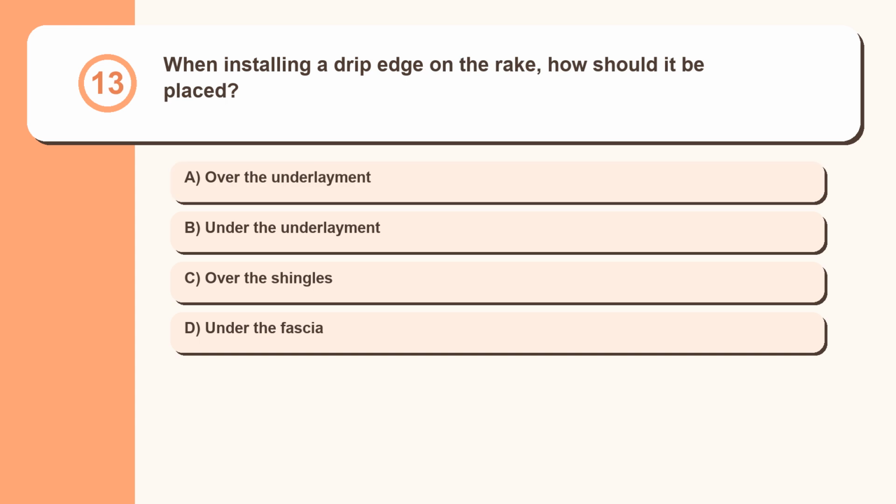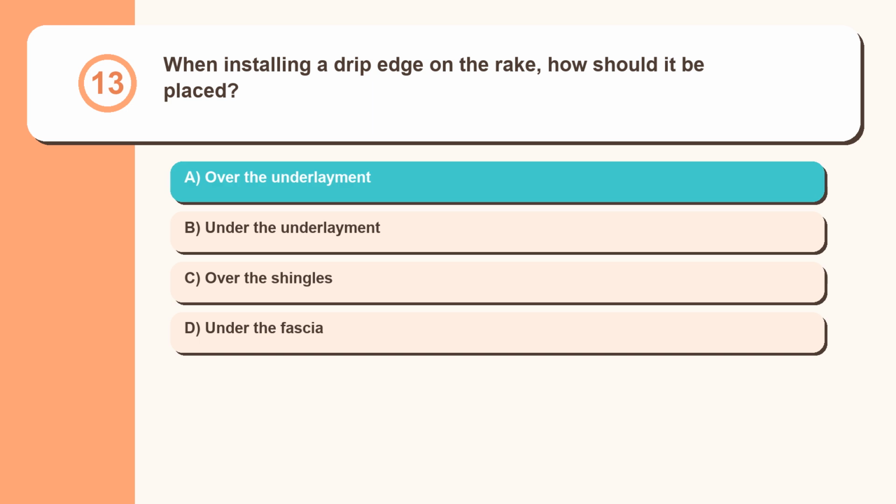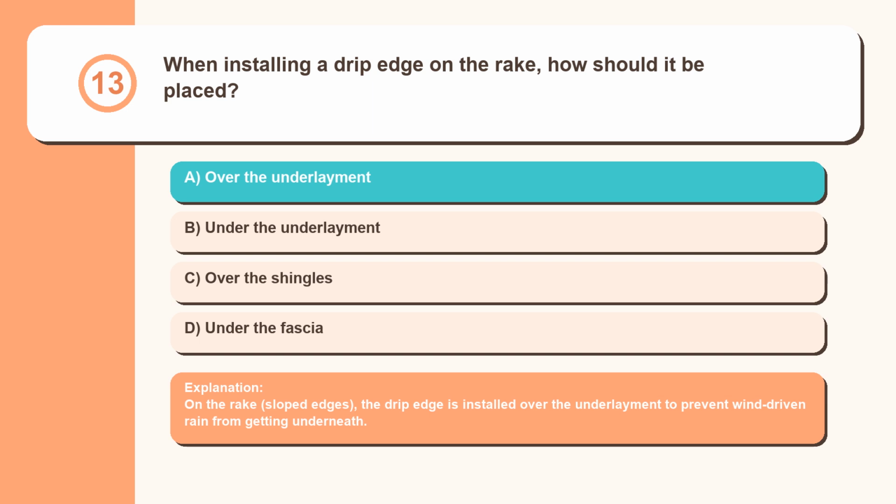Question 13. When installing a drip edge on the rake, how should it be placed? Over the underlayment, under the underlayment, over the shingles, under the fascia. On the rake, sloped edges, the drip edge is installed over the underlayment to prevent wind-driven rain from getting underneath.